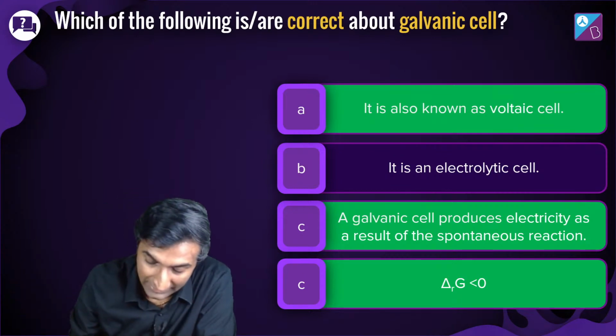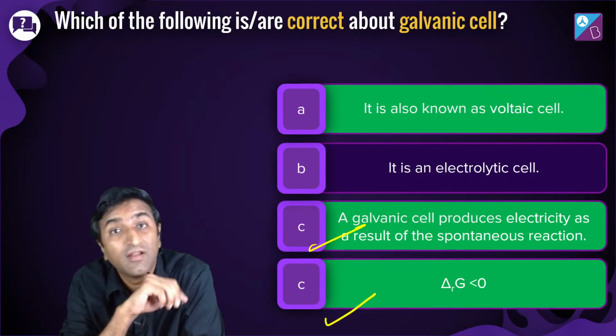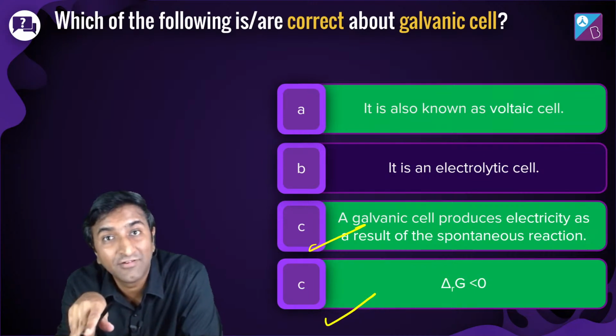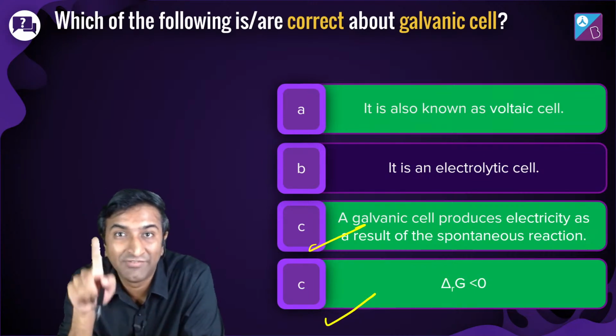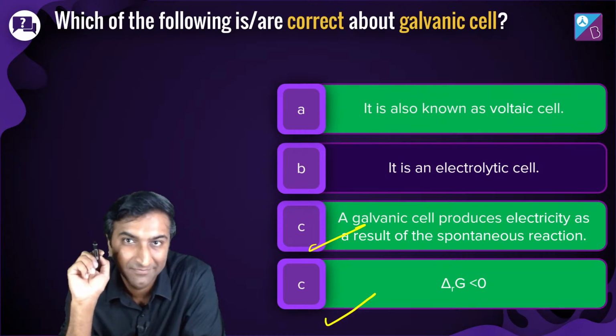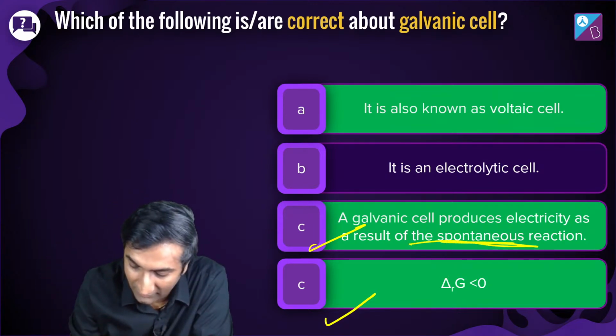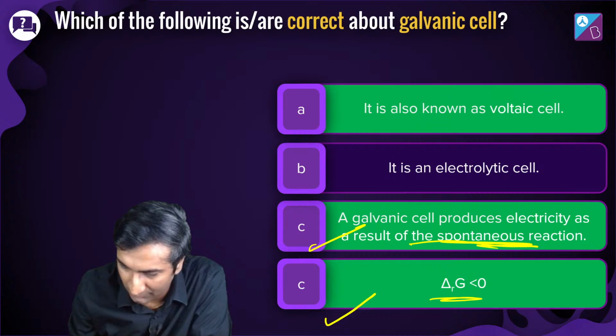Look, if this is correct, then this has to be correct, right? If it's a spontaneous reaction, then the chemical reaction causes electricity to flow. Okay? That's why this is correct as well. Okay? Be careful. Good job though.